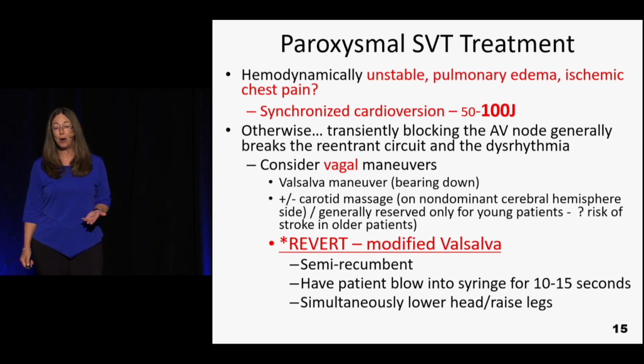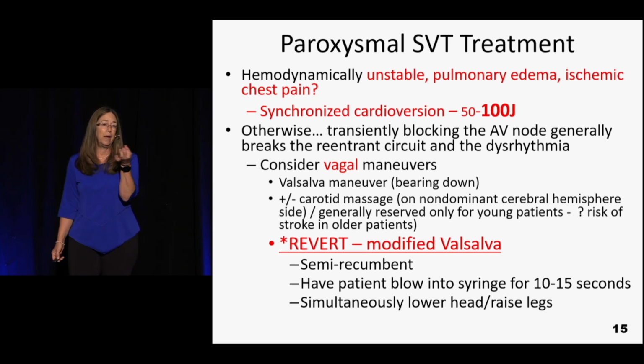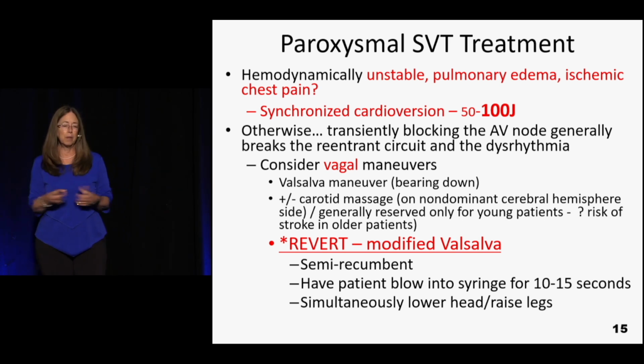If you haven't heard of the Revert, it's been around for about 5 years now, I recommend looking up the Revert method. It's a modified Valsalva, and you have them blow into a syringe. I use a 3cc syringe, but use whatever. Just pull out the little plunger if you can, and have them blow into the syringe. It's like blowing up a balloon. That's a Valsalva. You're pushing really hard, trying to blow something up like a balloon. This is blowing through a syringe.